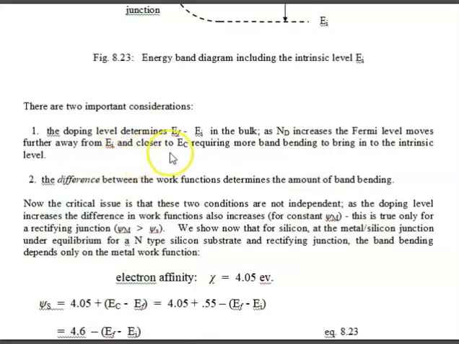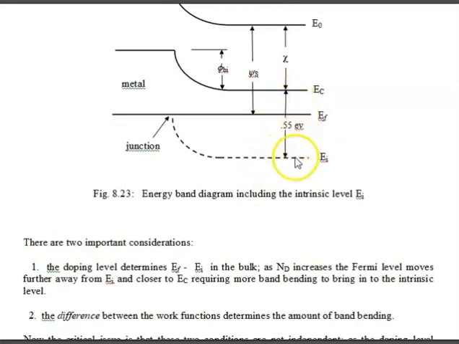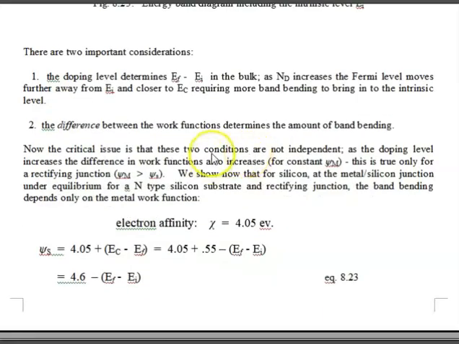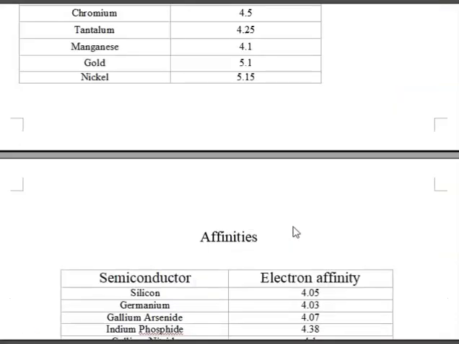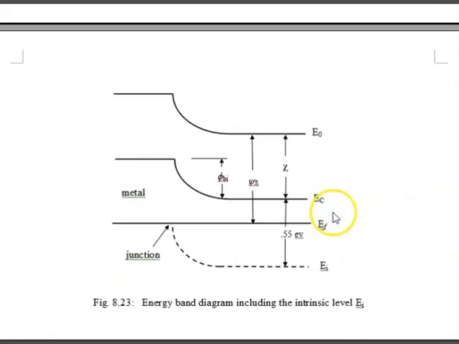So the doping level is less, and the doping level, of course, determines the difference between the Fermi level and intrinsic. And as ND increases, the Fermi level moves further away from E sub I in the bulk. The difference between the work functions is precisely equal to the amount of band bending. So what we say here is the electron affinity for silicon is 4.05, somewhere up here, 4.05. So we just go through.